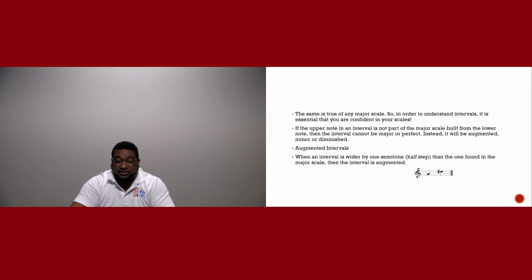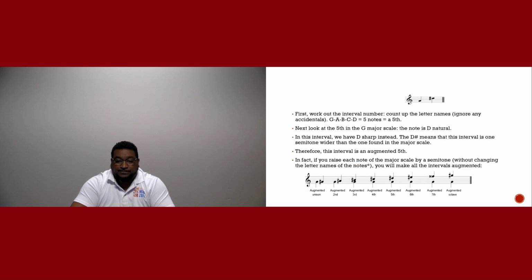And here's an example. We have a G going to a D sharp. So that would be an augmented fifth. All right? So first, what we do is work out the interval number. Count up the letter names, and it's easy to get the intervals. From G to D, that's a fifth, because we say G, A, B, C, D. So we have a fifth.